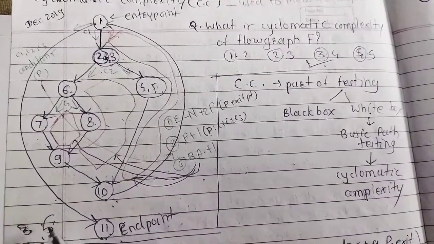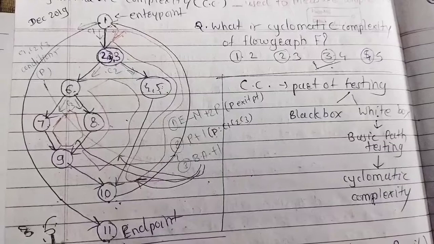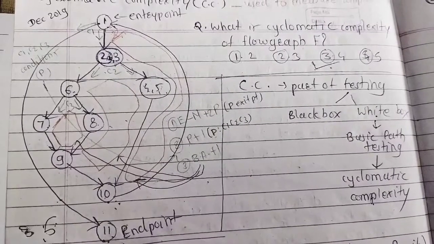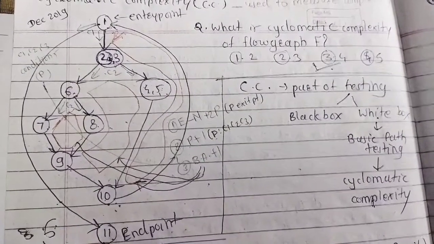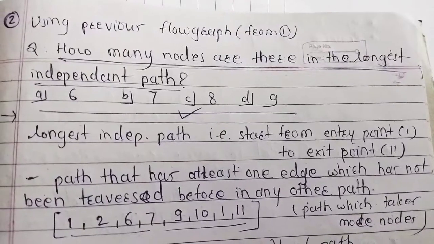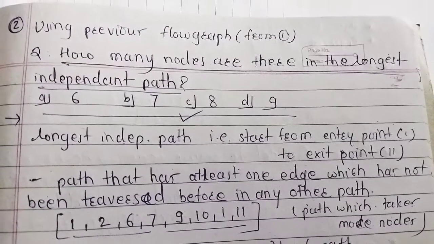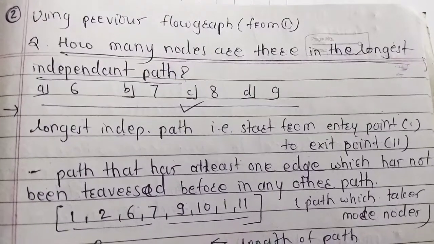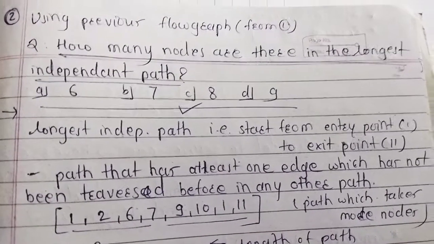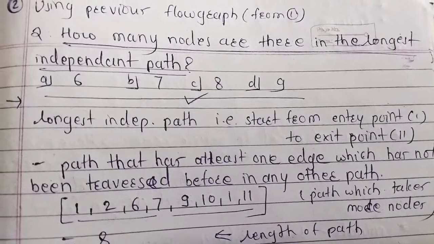So which is the longest? The path which contains the maximum nodes. In the first path there are 8 nodes, in the second there are 6 nodes. It means our path is the first. So the answer to how many nodes are there in the longest independent path, calculated as 8 and 6, is 8, which is the longest.